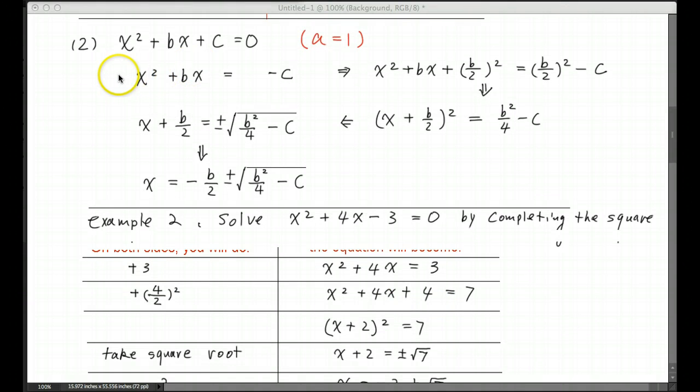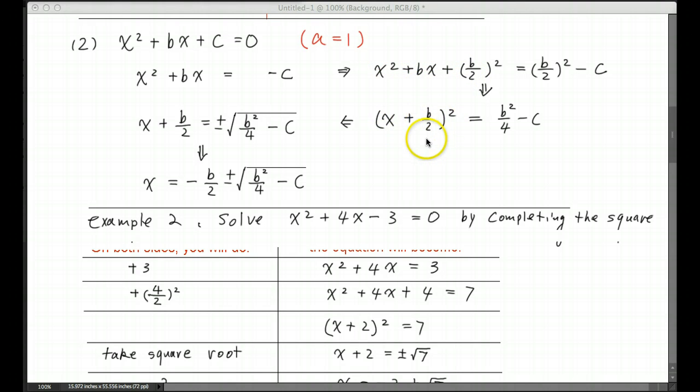The second case is where we have a equals 1, and everything else is still the same. In this case, we move the constant over to the other side, and it becomes negative c. Then this is the key step. If you have x squared plus bx, we add one term. This term is half of the coefficient, which is b, so b over 2, that's half of it. And then don't forget, you need to square this term. You add the same term on the other side as well. Then this side is going to become x plus b over 2, squared.